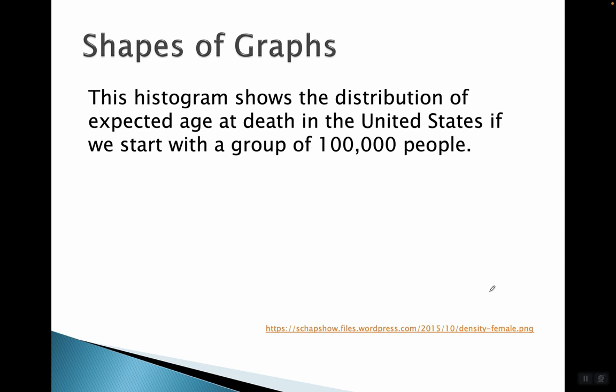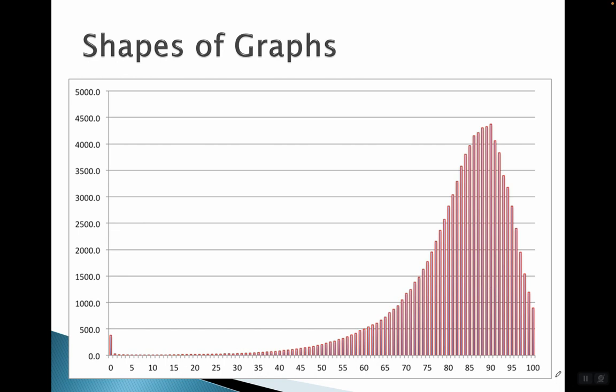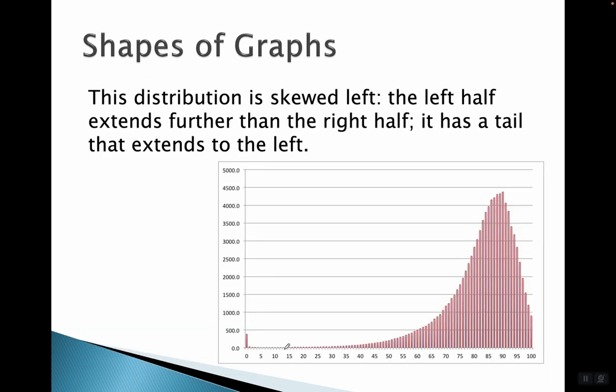This histogram shows the distribution of expected age of death in the United States if we start with a group of 100,000 people. So a lot of people are going to die around this age. People do die at these earlier ages. It's less common, but it does happen. This distribution is skewed left. The left half extends further than the right half. It has a tail that extends to the left.